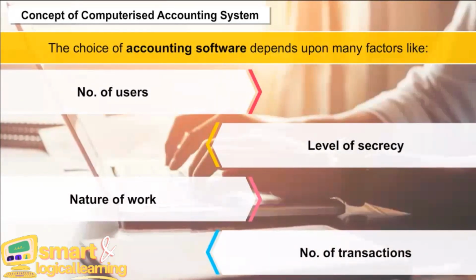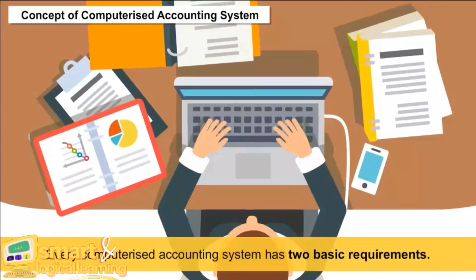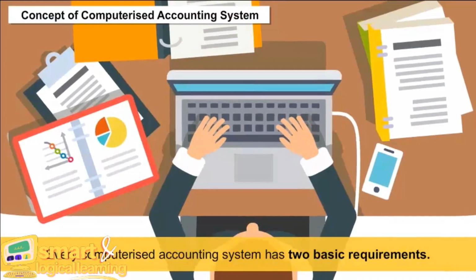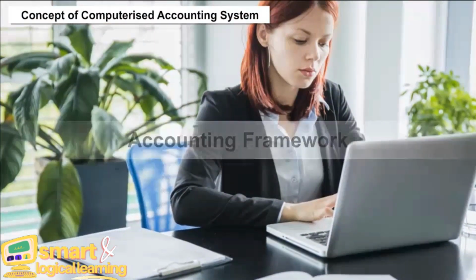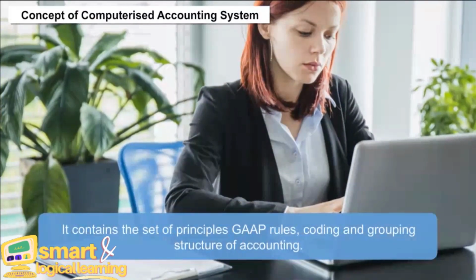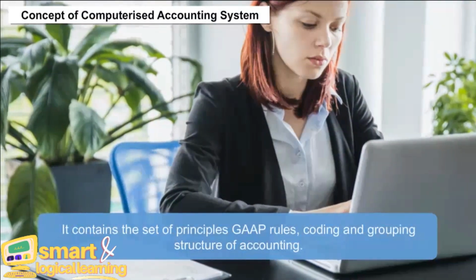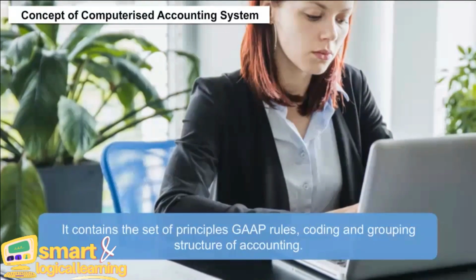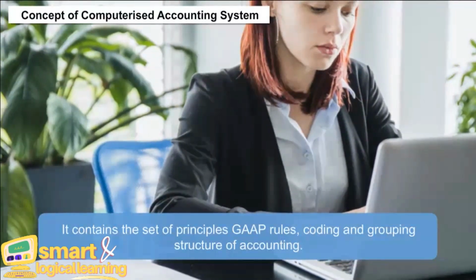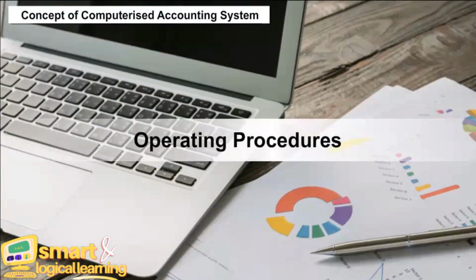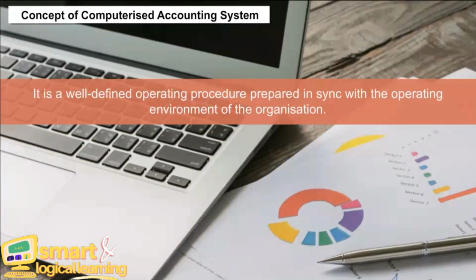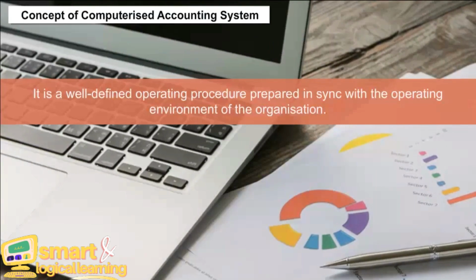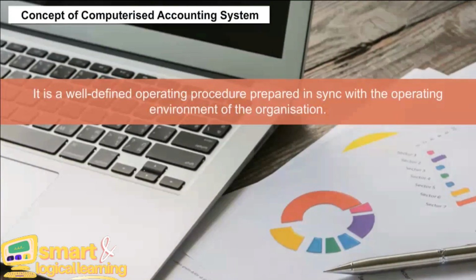Every computerized accounting system has two basic requirements. Accounting framework. It contains the set of principles, GAAP rules, coding, and grouping structure of accounting. Operating procedures. It is a well-defined operating procedure prepared in sync with the operating environment of the organization.